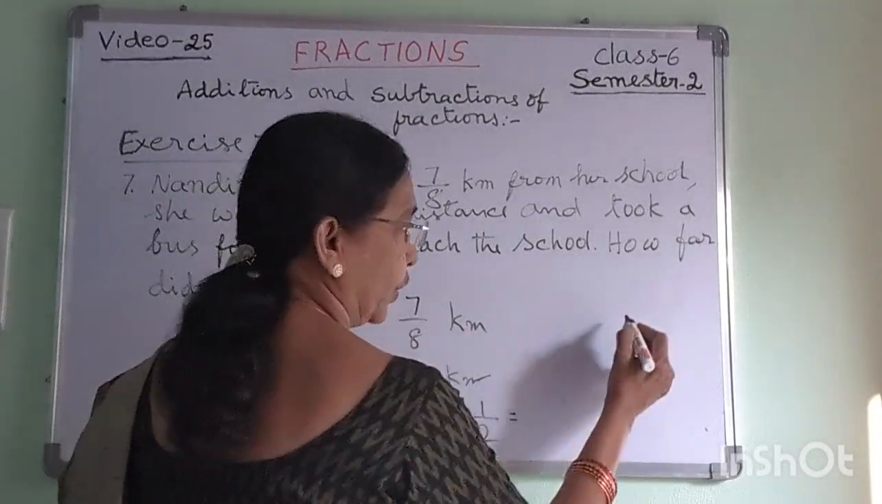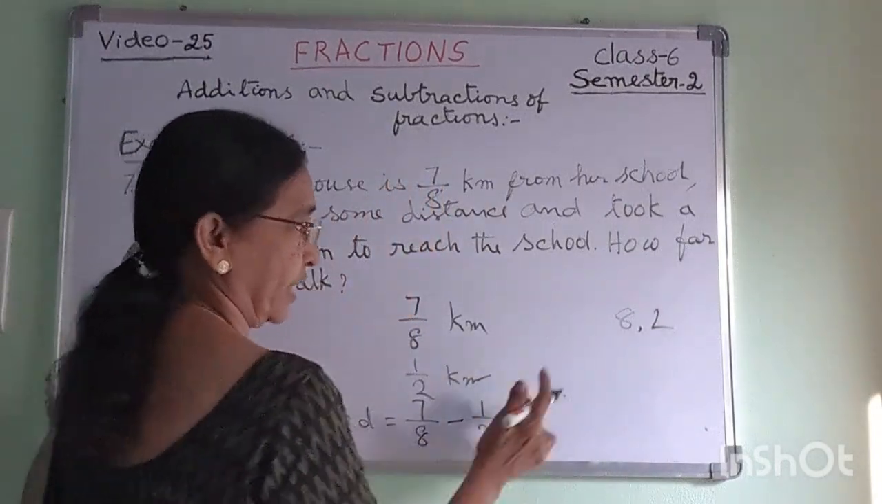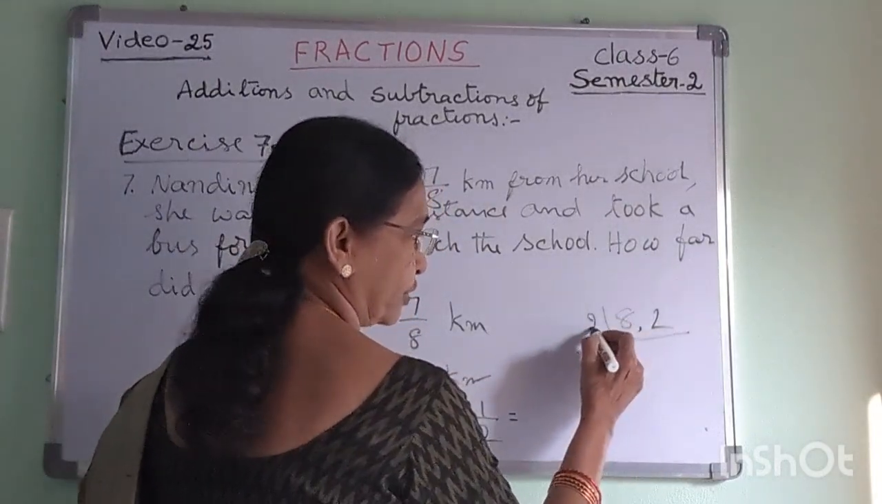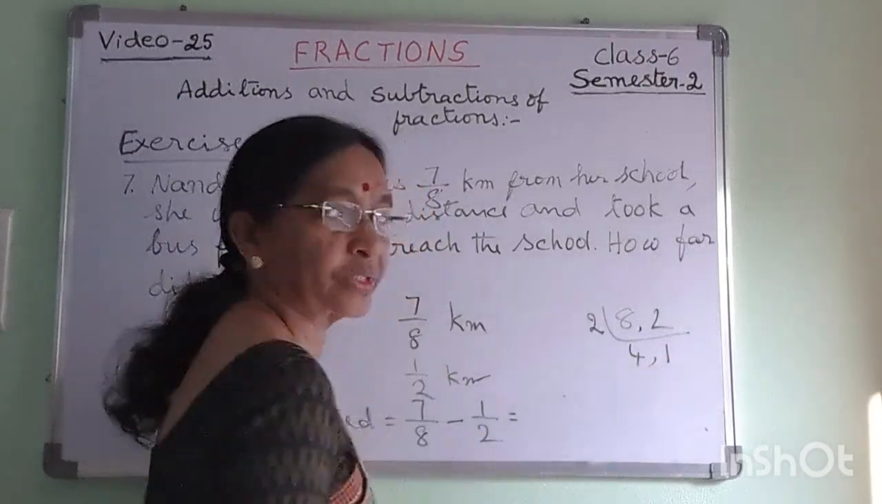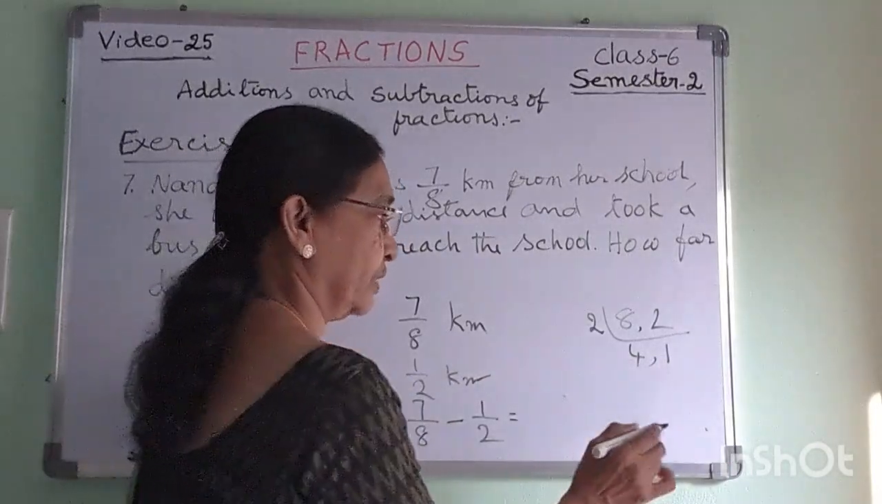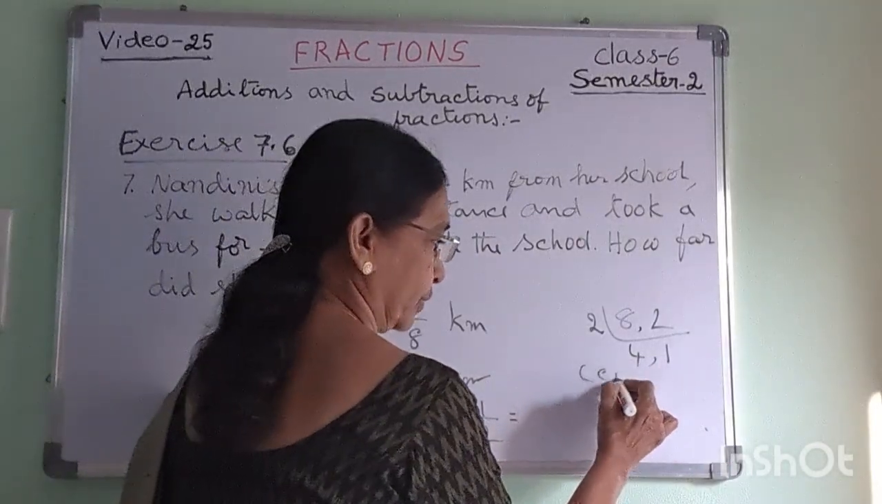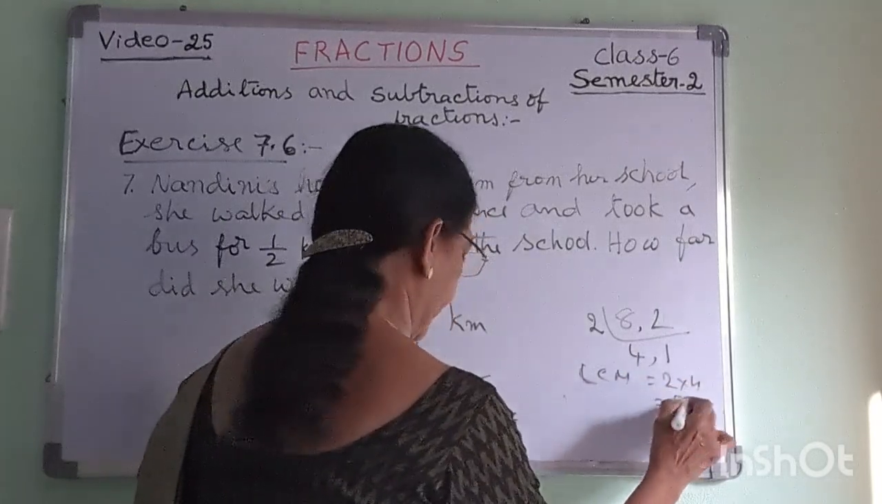That is equal to, we have to take the LCM of the two denominators, 8 and 2. Both are divisible by 2. Therefore, 2 4s are 8, 2 1s are 2. So 4 and 1 are not divisible by any other number other than 1. Therefore, LCM is equal to 2 into 4 into 1, that is equal to 8.